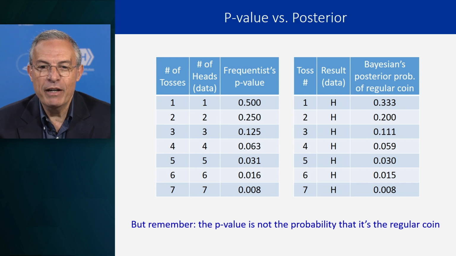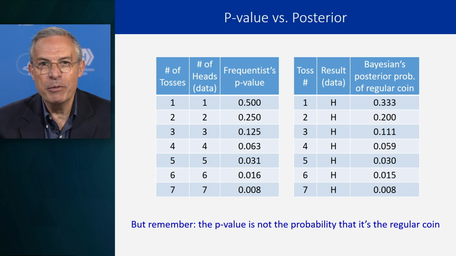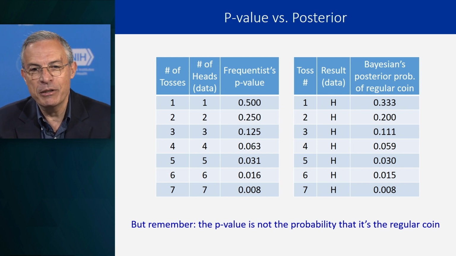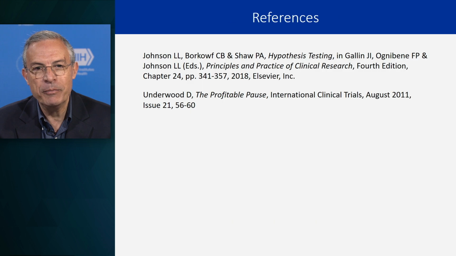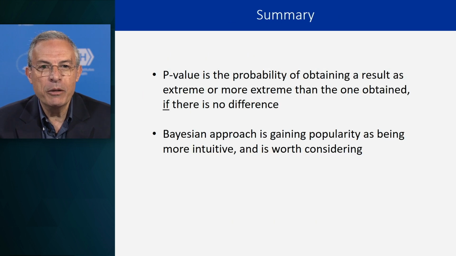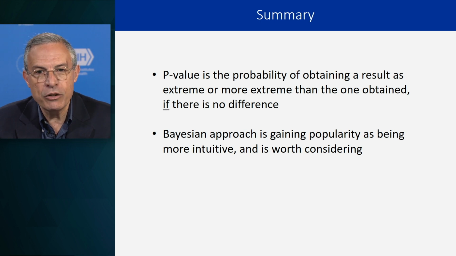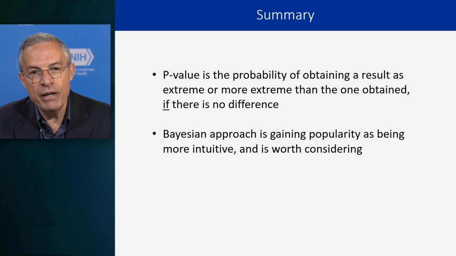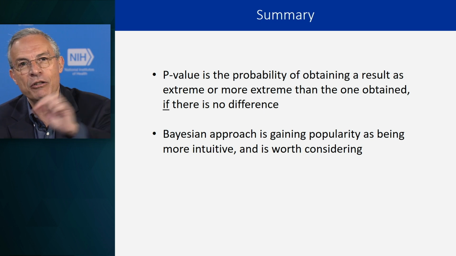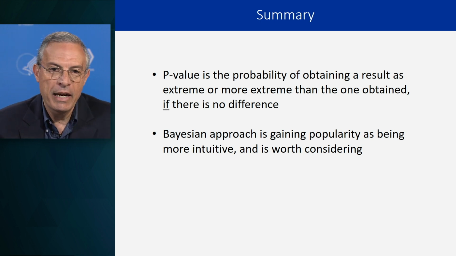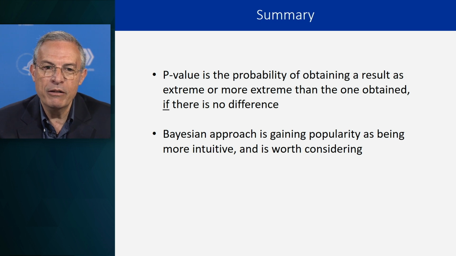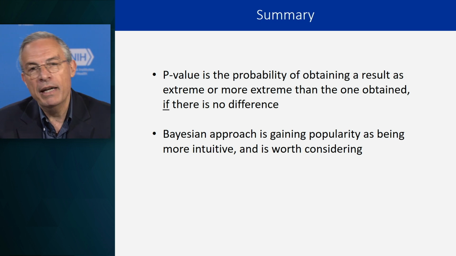Again, remember the p-value is not the probability that it's the regular coin. I just want to emphasize this as much as I can because that's exactly the misinterpretation of the p-value. So these are the references. So in summary, the p-value is the probability of obtaining a result as extreme or more extreme than the one obtained if in fact the reality is that there is no difference. And the Bayesian approach is gaining popularity as being more intuitive and is definitely worth considering.